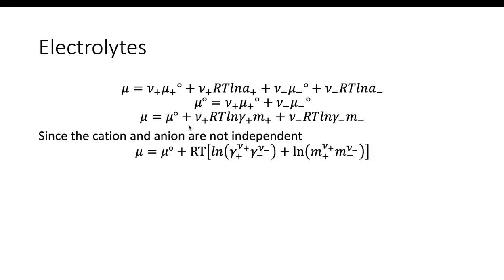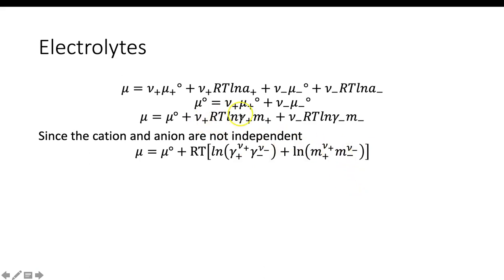Okay, now we know that the cation and anion are not independent, right? They're going to dissociate dependent on each other. We don't just add a cation and then add the anion at a separate time. They dissolve in solution at the same time. So we can set up our activity coefficients and our molalities together.